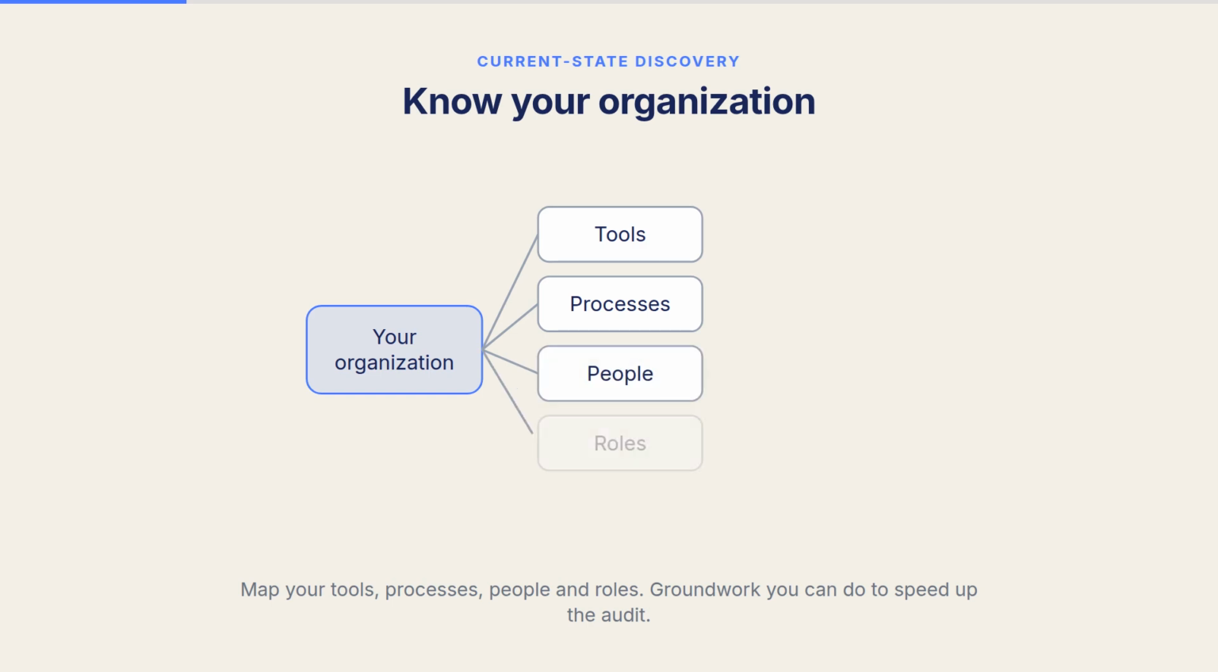Understanding your organization is called current state discovery. The first part of a gap analysis. You map what you already have, your tools, your processes, your people, and who is responsible for what. Together they show how your organization really works. This is groundwork you can do yourself, and it makes the audit that follows much faster. Let us walk through each piece with Acme.